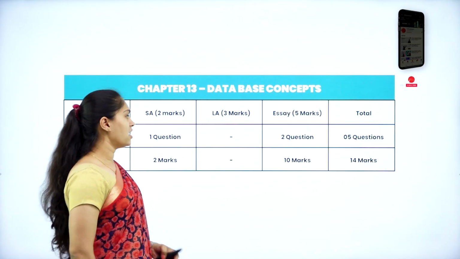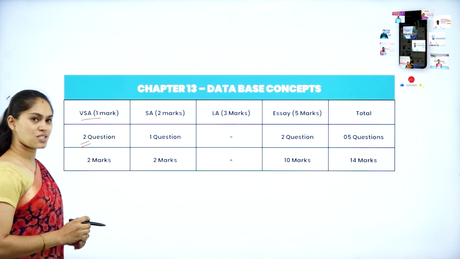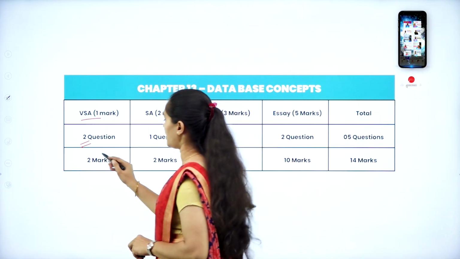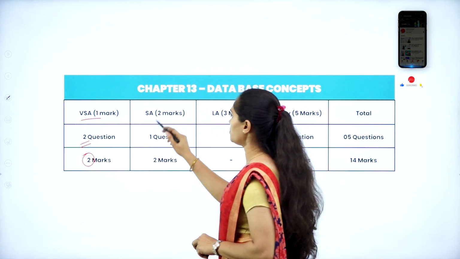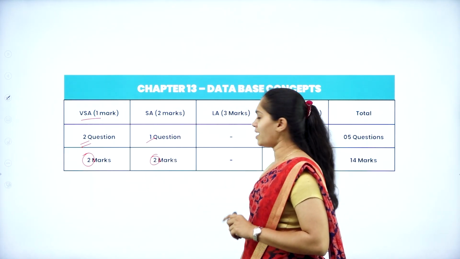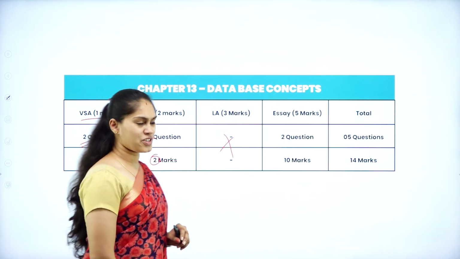We'll see the blueprint. If you can see here, we are going to get two questions from Part A, that is 1 mark questions. You are going to get two 1 mark questions from this chapter, so that will be for 2 marks. And also we are going to get one question for 2 marks. Then it will be for 2 marks. Then no need to worry about the 3 marks. We are not going to get any 3 marks question here.